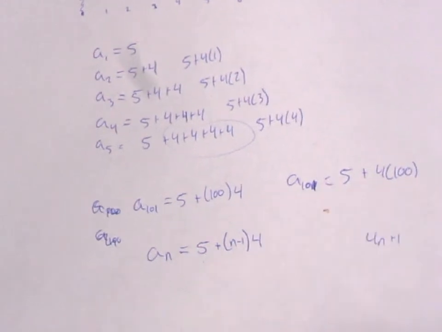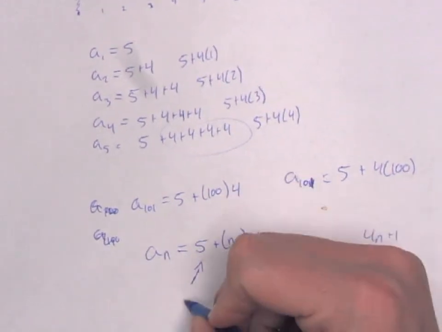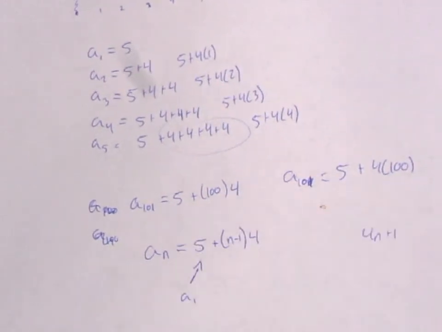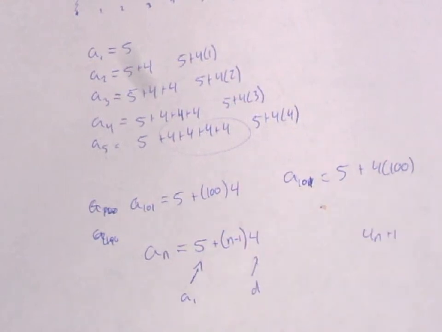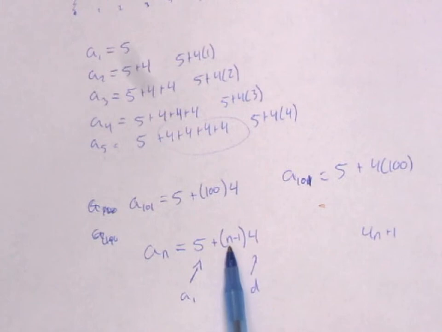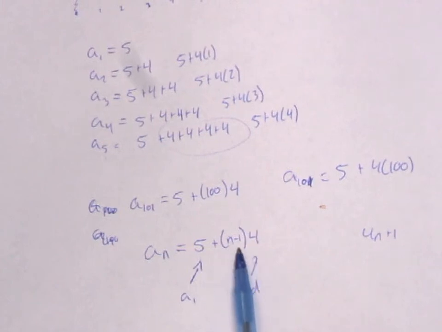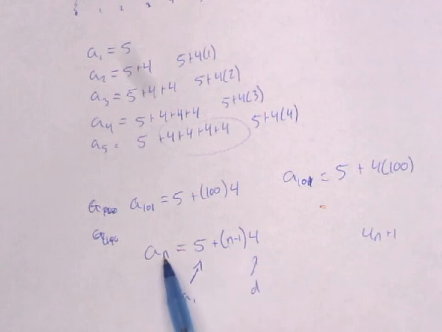Okay, so let's take a look at this for a second. This guy is A1. This is D, my common difference. This is my input variable, n. The only reason I'm subtracting 1 is because I need this number right here to be 1 smaller than this number.